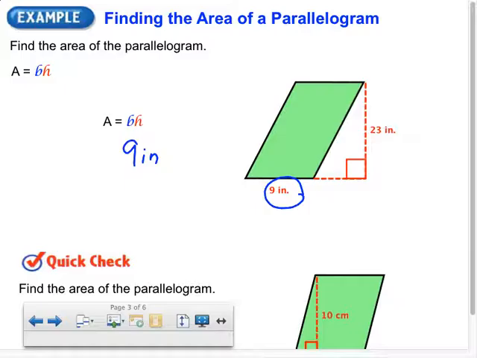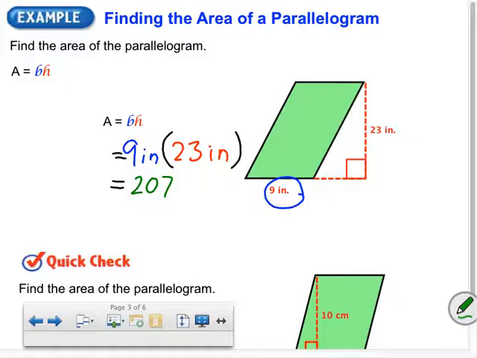And I need to multiply that by the height. What is the height going to be? It's 23 inches. Okay, so what does my area end up being? What is 9 times 23? Dominic? 207.